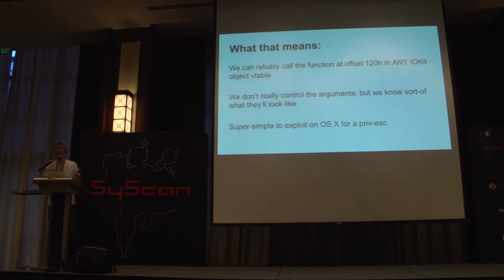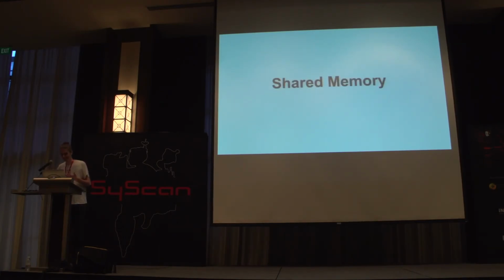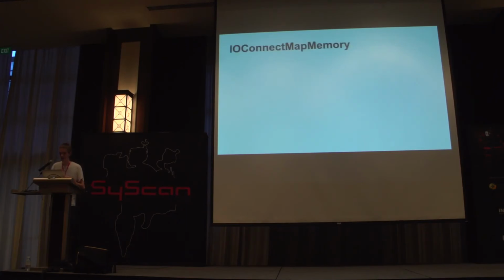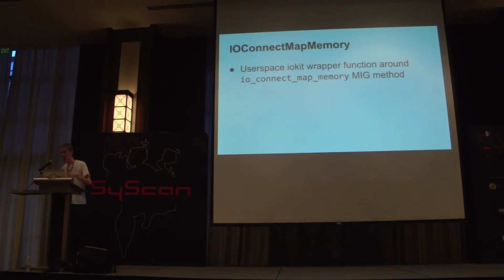On OSX, this is actually super trivial to exploit for BSD, and iOS is left as an exercise for the reader. So the second communication mechanism that we're going to look at is shared memory. Again, we have this user space wrapper function, IOConnectMapMemory, which wraps the IOConnectMapMemory MIG method, one of these auto-generated serialization and deserialization methods.